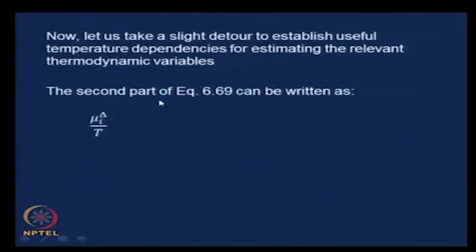We can write the second part of the equation 669 that we just saw as mu_i triangle by T equals mu_i by T minus R ln gamma_i minus R ln m_i. Now, mu_i was mu_i triangle plus RT ln gamma_i m_i. So, I just split it up as this and divided by the temperature, therefore these two T terms have gone.